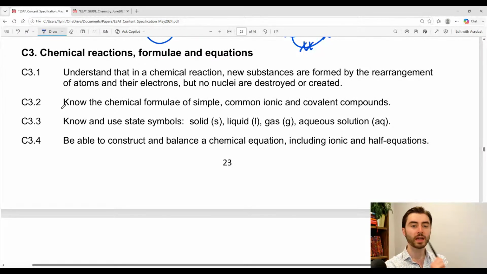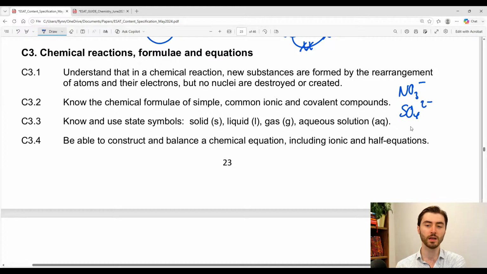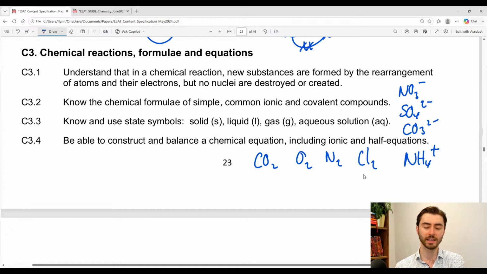3.2, know the chemical formula for simple, common ionic and covalent compounds. So I'm thinking about knowing, for instance, your nitrate ion, your sulfate ion, your carbonate ion, your ammonium ion. Your covalent compounds, you might be thinking CO2, O2, N2, all of your halogens.